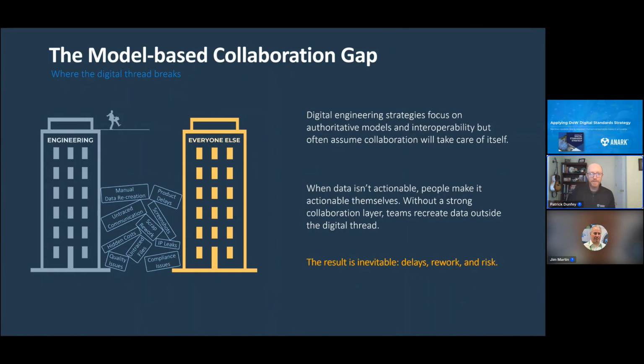And so you can have these excellent digital engineering strategies focused on authoritative models and interoperability. But if you assume that collaboration is just going to take care of itself, you in essence find the inevitable situation that all of the blocks in between these two buildings start to occur and pile up. And the result is delays, rework, and risk, right? And so that's a big problem. It's a real problem, and it's a problem that we're looking at with our partners, with our customers, and with others in the industry, at how we can solve that.